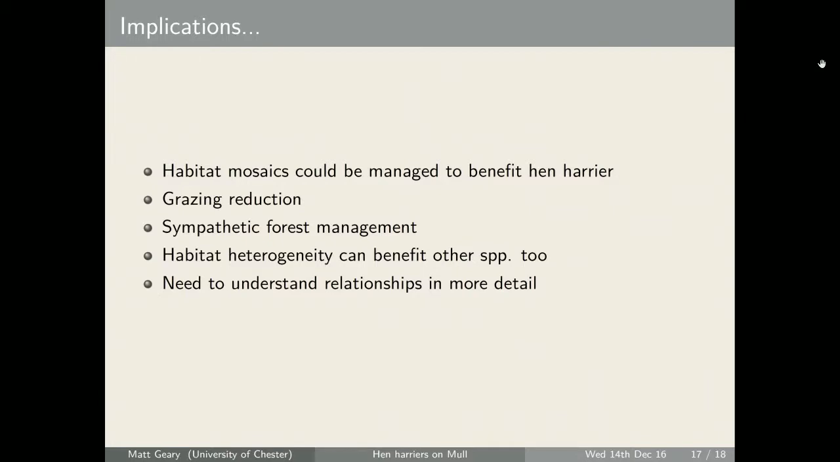And that's really the next step for this research: to use more precise habitat data to try and be able to say to forest managers, this is the way that we think you should try to create forests so that hen harriers will use them and will find that habitat useful.